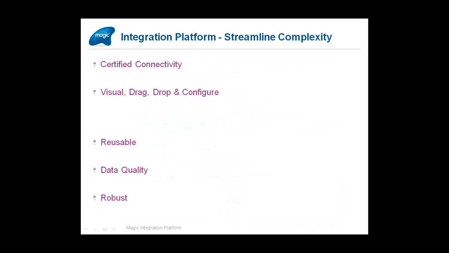Okay, so when organizations look to implement some type of integration strategy to address the business processes, there is a whole range of functionality and things that need to be considered and to look for. These are some of the major points that we see as being important when you are considering any type of platform or strategy. Firstly, there needs to be certified connectivity.